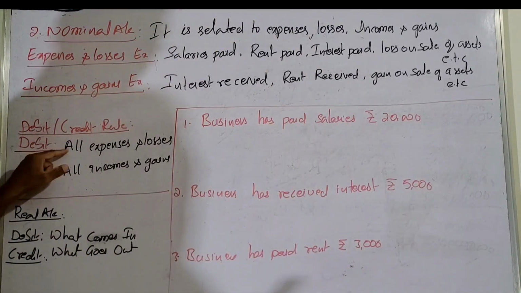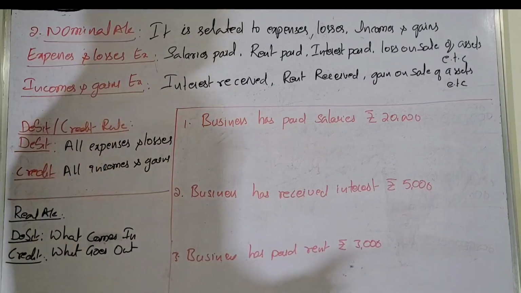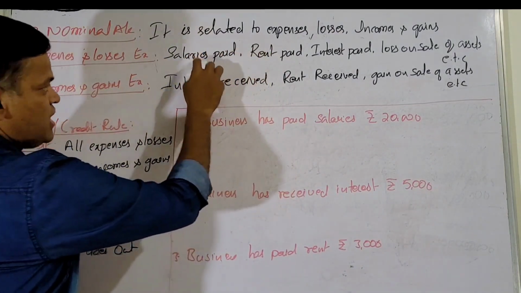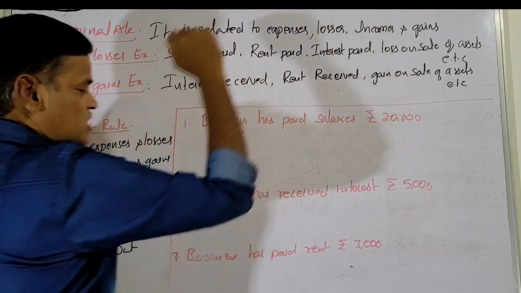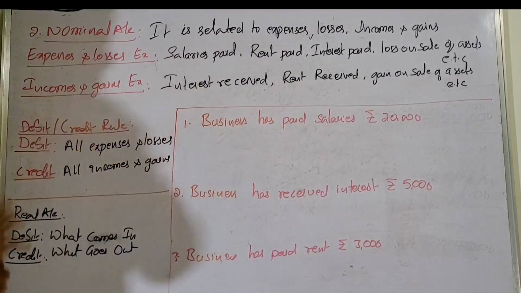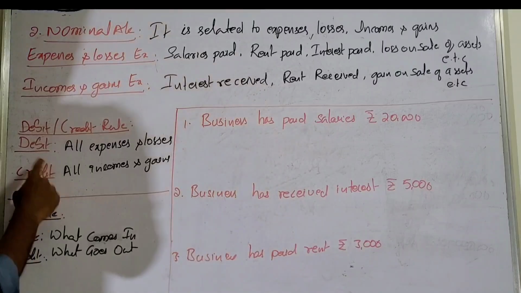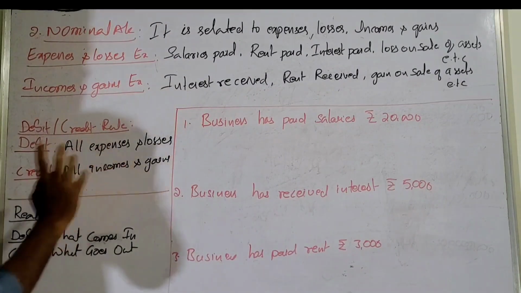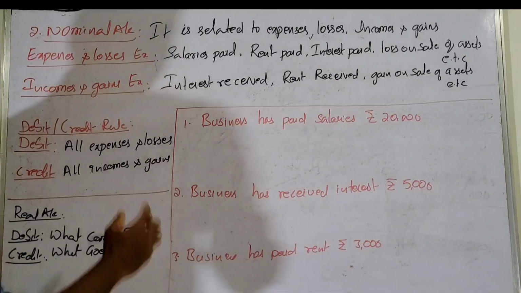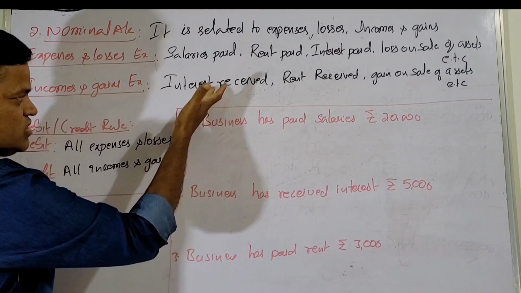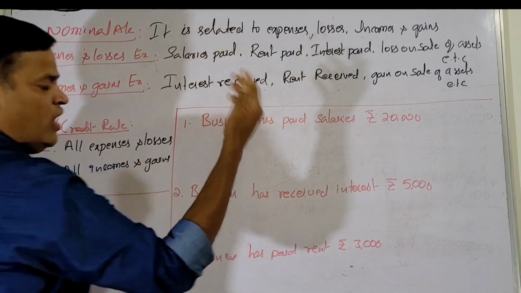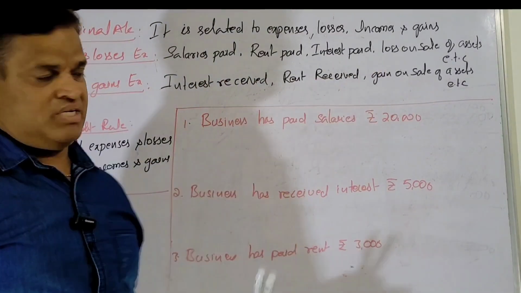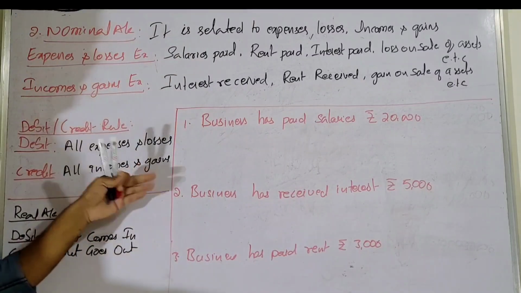So what is the debit rule? Debit all expenses and losses. What are the expenses? Suppose we are taking examples: salary paid, rent paid, interest paid, and loss on sale of asset. All should be written debit. Next, credit. What is that golden rule of nominal account? Credit all incomes and gains. What may be the incomes and gains? Suppose here we have discussed interest received, rent received, and like that. So all are incomes. What is the gain? Gain on sale of asset. That will be the gain, right?